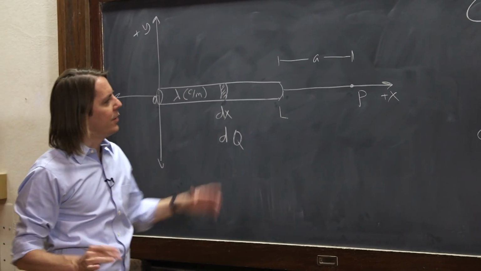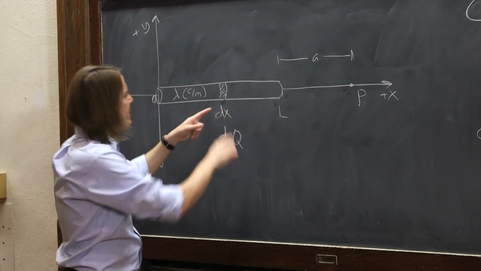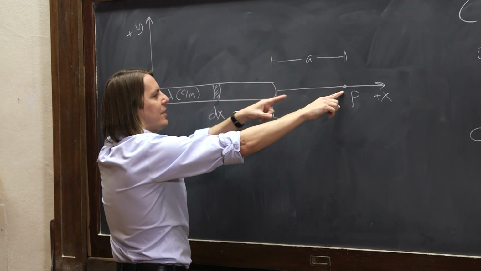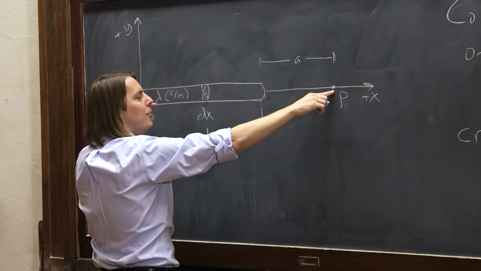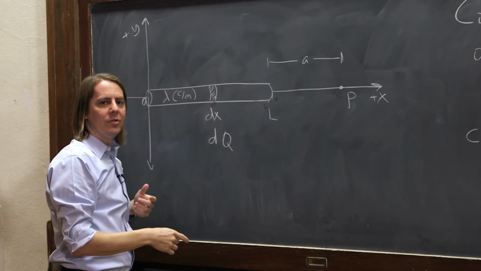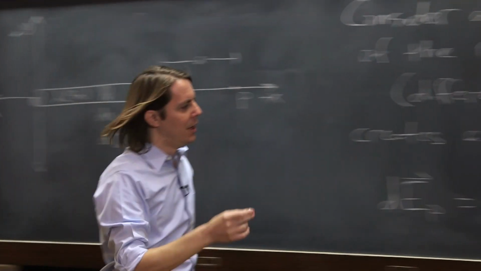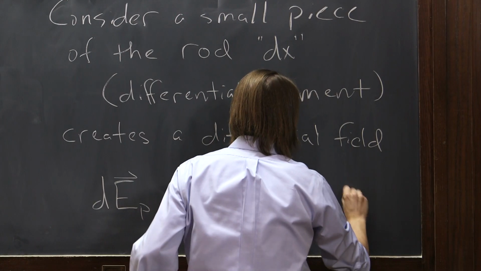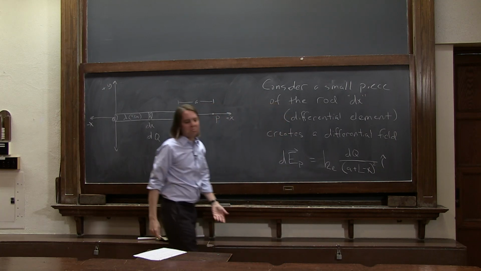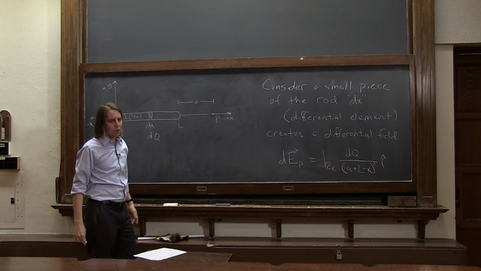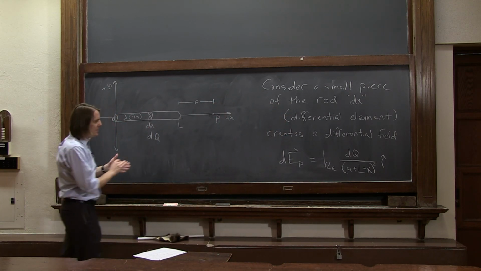And then we've got to think about the direction. In this case, all the little elements are along the x-axis, and so is the point P. Therefore, all the field will point along the x-axis. So we're lucky in this case. It's a 1D problem. To deal with the direction, all we've got to do is say it's in the i-hat direction. It's always going to be on the x-axis. We'll worry about multiple dimensions later. Okay? So we've got our dE_P. Let's keep going.